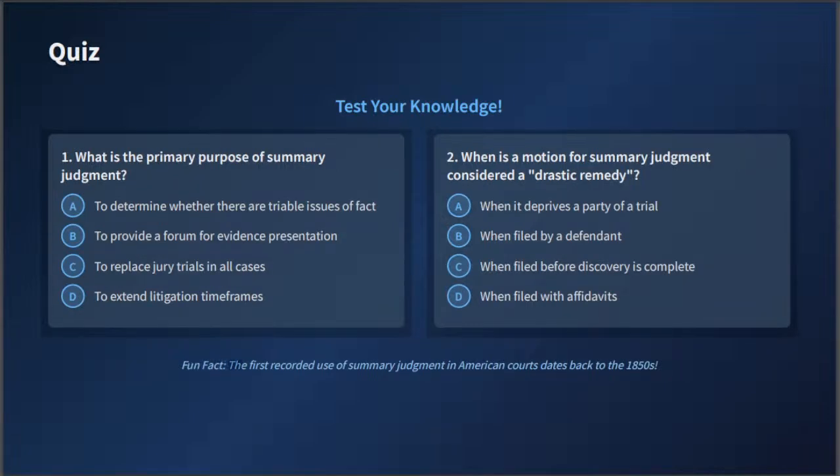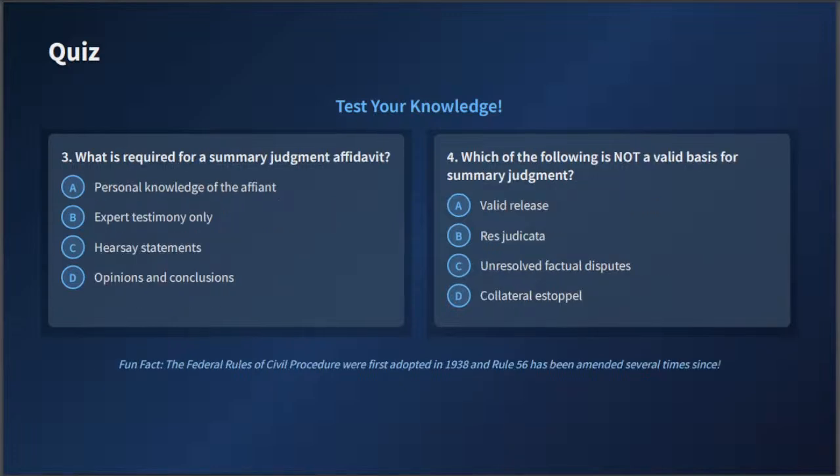Before we go on, I went right past this one on the first one, the fun fact. The first recorded use of summary judgment in American courts dates back to the 1850s. So we've got a long history of summary judgment in American courts. We also had a fun fact that the Federal Rules of Civil Procedure were first adopted in 1938, so sometime after that, and Rule 56 has been amended several times since. That's an interesting read, to see all the amendments that have been made to Rule 56.